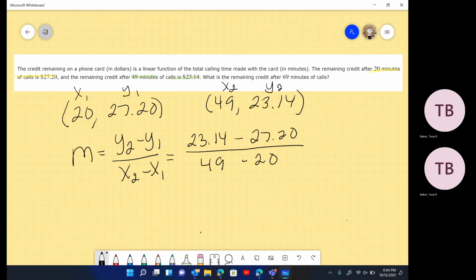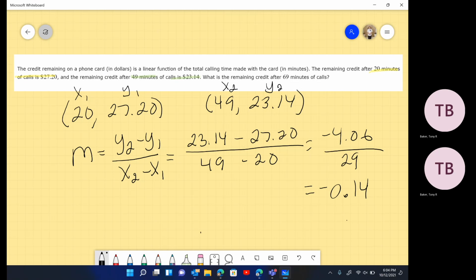So I've got 23.14 minus 27.20, so I've got negative 6.86. And then 49 minus 20 is 29. And then you actually are going to divide these and get your slope. So it's 0.14. It's negative 0.14 is your answer.